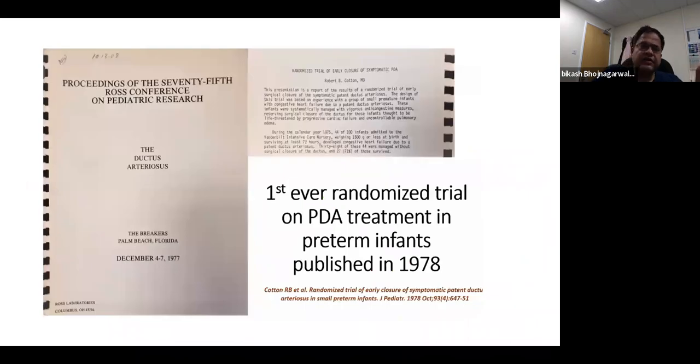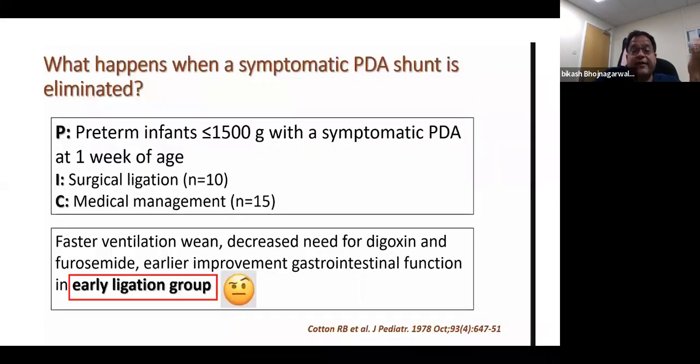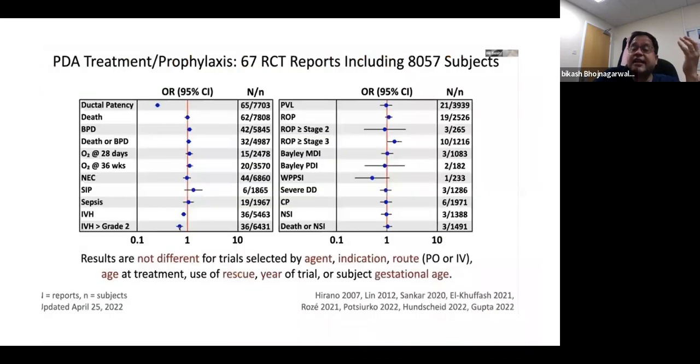And in terms of what we know about treatment, the reason we started treating is the first ever published trial in 1978, where patients were randomized either to PDA ligation or medical management, and it did show improvement in terms of ventilation as well as future improvement. Since then, we took this journey on, and we started treating ducts, and there have been many RCTs since then treating ducts.